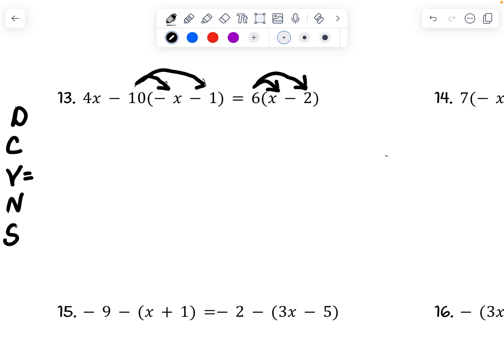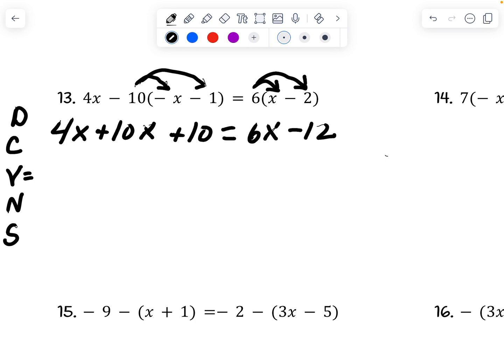So I'm going to copy down this 4x. It's not part of my distributive. Then I'm going to multiply negative 10 times negative x. And I'm going to get plus 10x. A negative times a negative is going to give me a positive. Then I'm going to multiply negative 10 times negative 1. And again, I'm going to get a positive. I carry down my equal sign. And then I'm going to multiply 6 times x, get 6x, 6 times negative 2, and get negative 12.